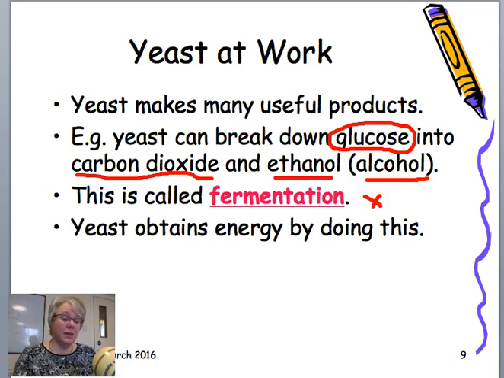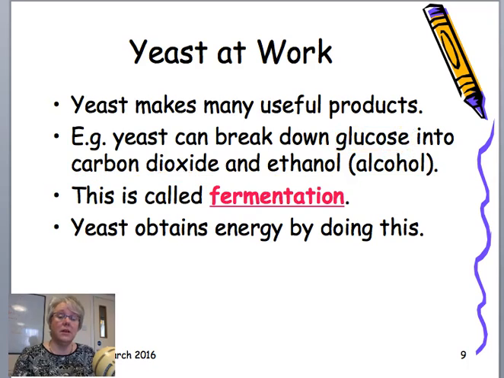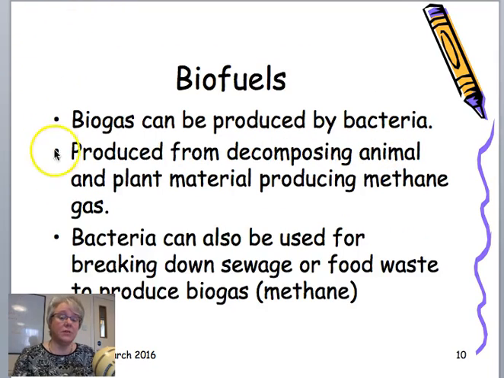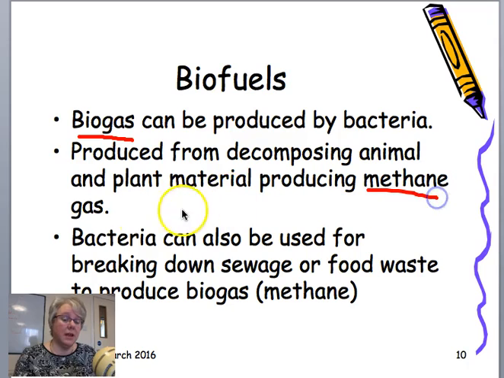The other thing that can be produced by microorganisms, and hopefully I will be able to get this slide to change over, here we are, is the making of biofuels. Now, we can use bacteria to make things like biogas. And biogas is produced by the bacteria because they break down or decompose animal and plant material, and that produces methane gas.